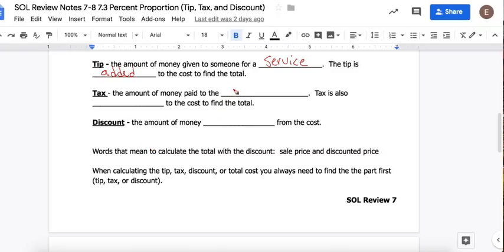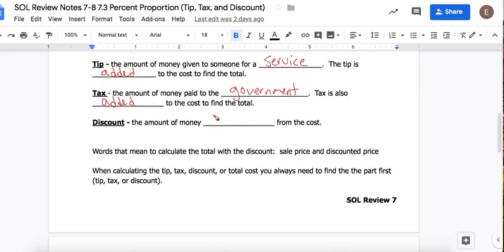Now, tax is the amount of money paid to the government. But it works the same way as tip. So tax is also added to the cost to find the total. So sometimes we find the tax, and sometimes we need to find the total with the tax, so we would calculate the tax and add it to get the total.